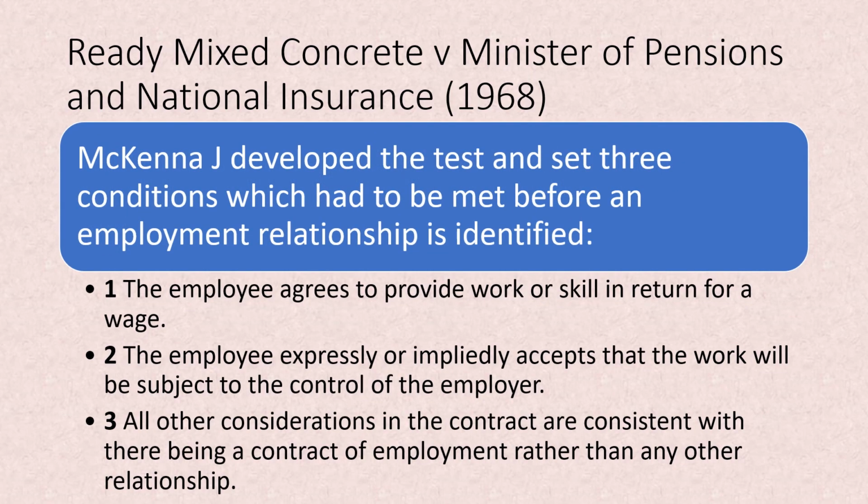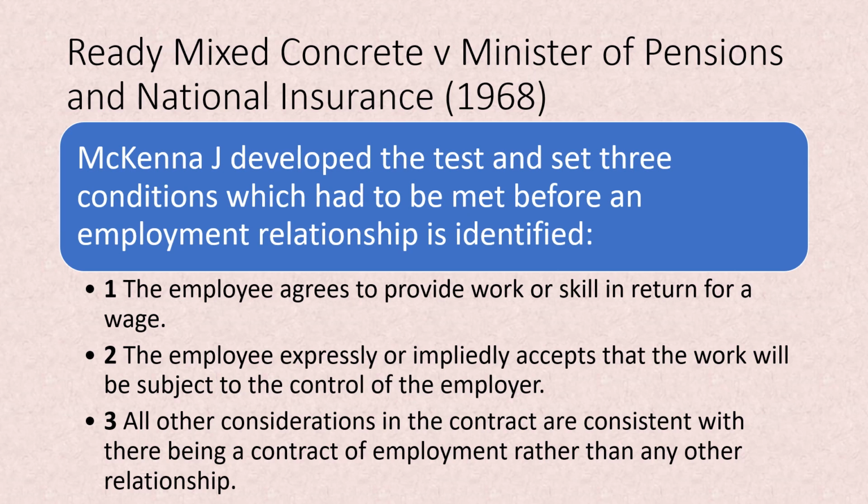in this case, Judge McKenna developed a test and set three conditions which need to be met before an employment relationship is identified. The first one is the employee agreed to provide work or skill in return for the wage. In most cases, this is going to be satisfied. Number two is the employee expressly or impliedly accepts the work will be subject to the control or some degree of control by the employer. And again, usually satisfied in your scenario questions.